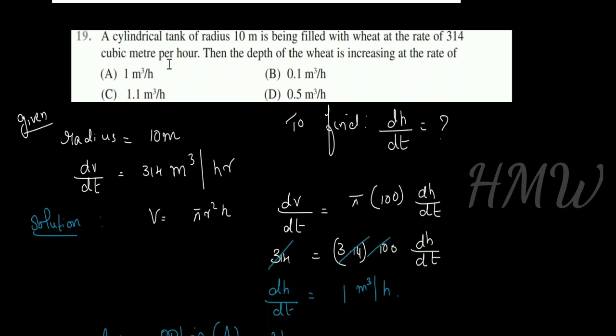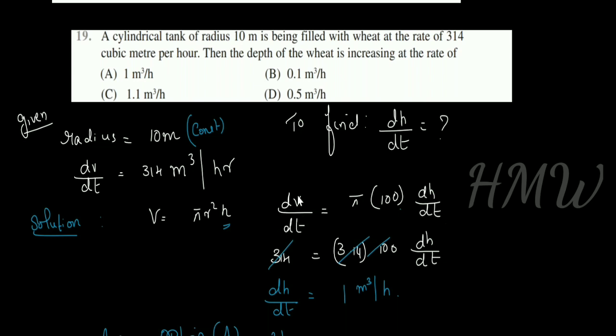So what is the volume of a cylinder? Volume is pi r square h. So differentiate this. dV by dt is pi, r is given, so it is a constant. So dV by dt is pi, r is 10, 10 square is 100. h is a variable, so differentiate h with respect to t. So that is pi 100 into dh by dt.